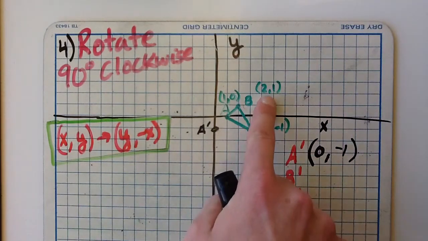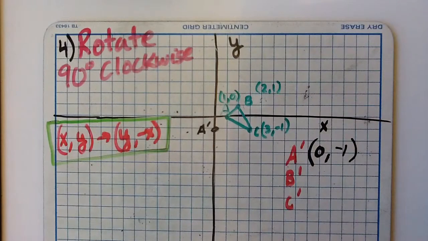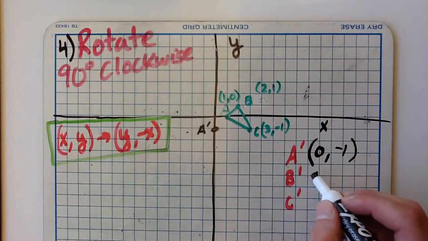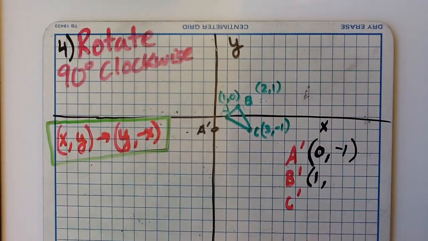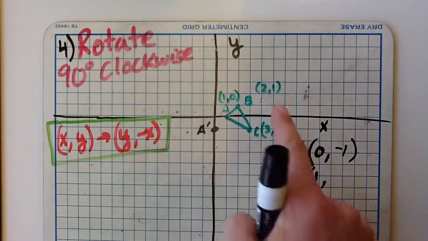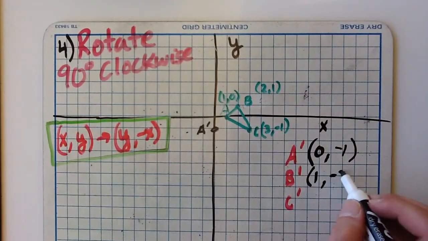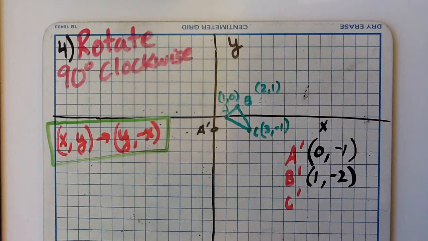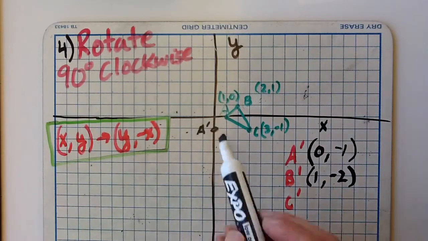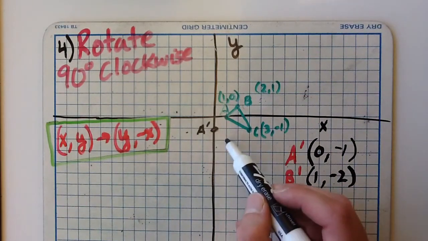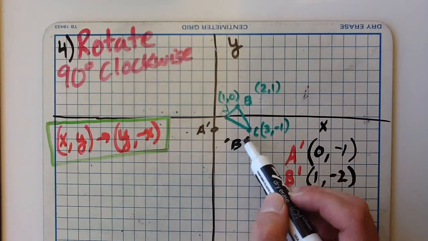B is at 2, 1. Okay, so you're going to put the Y coordinate first, which is 1, and take the opposite of the X coordinate, which is 2. So the opposite of 2 is negative 2. So B prime is at 1, negative 2. So I go 1, then down 2. So this is B prime.